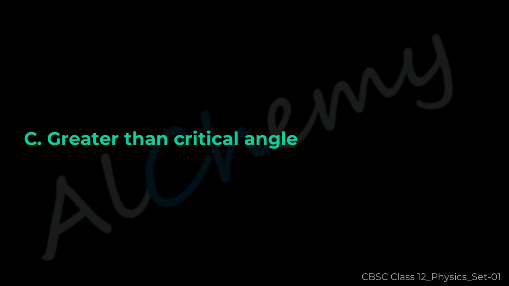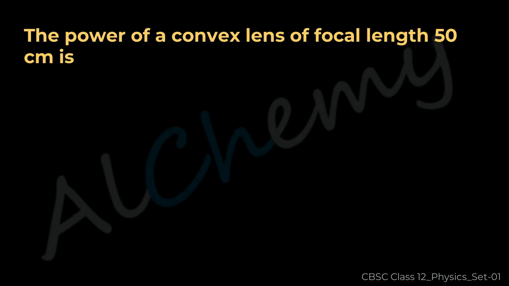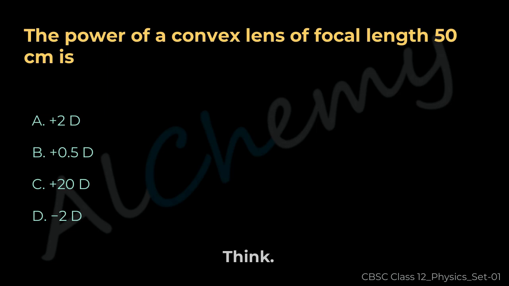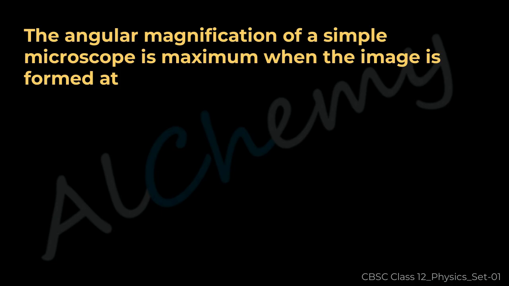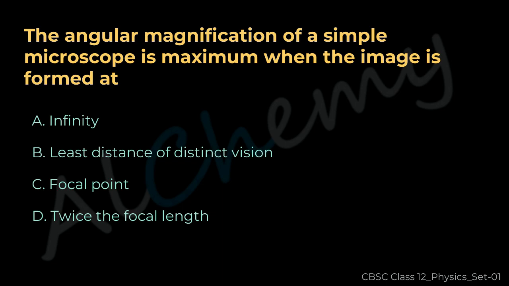Greater than critical angle. Question 26. The power of a convex lens of focal length 50 cm is A. Plus 2D, B. Plus 0.5D, C. Plus 20D, D. Minus 2D. The correct answer is A. Plus 2D. Question 27. The angular magnification of a simple microscope is maximum when the image is formed at A. Infinity, B. Least distance of distinct vision, C. Focal point, D. Twice the focal length.